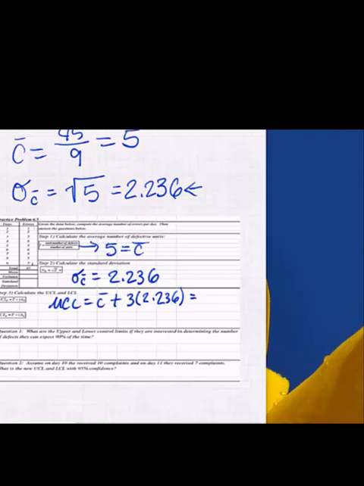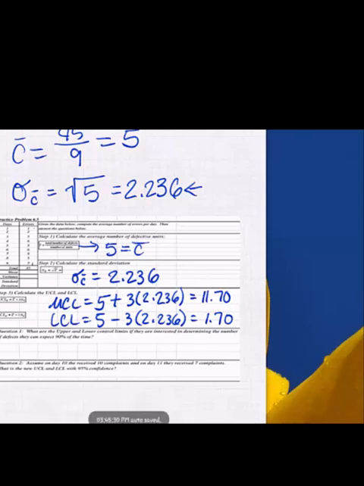Oh, excuse me, I should have written the C bar here, which is 5. And then the lower control limit of 5 minus 3 times 2.236. And we have an upper control limit then of 11.7 and a lower control limit of 1.7. Then it says, what are the upper and lower control limits if they are interested in having 90% be their control limits.